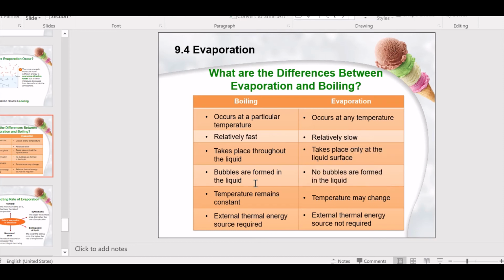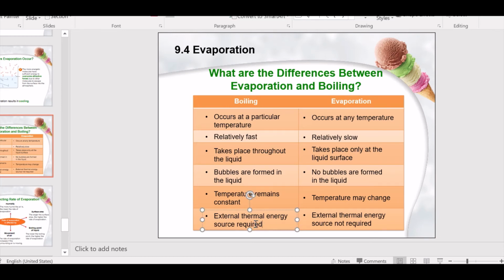Temperature remains constant during the boiling process. We explained it just now, right? Because of the gain in internal PE, but not a gain in internal KE. During the evaporation process, depending on how fast the evaporation is, the temperature may change.